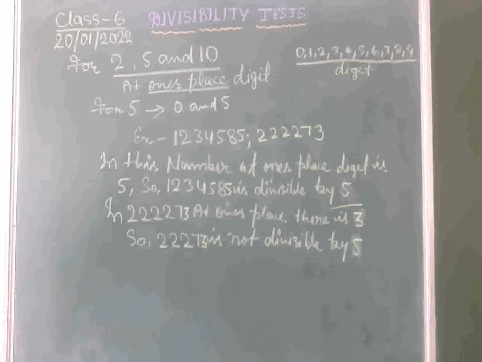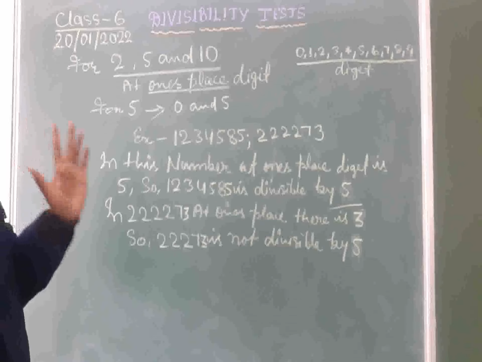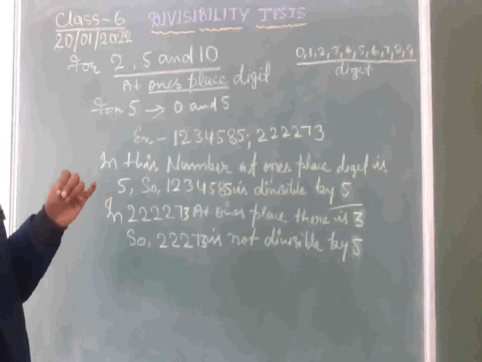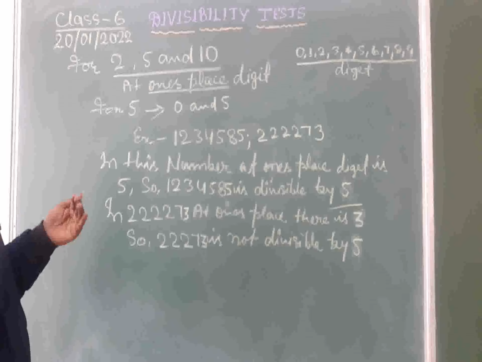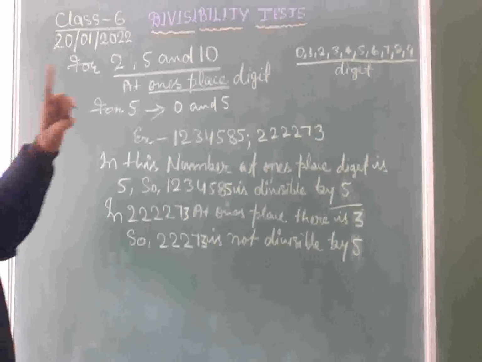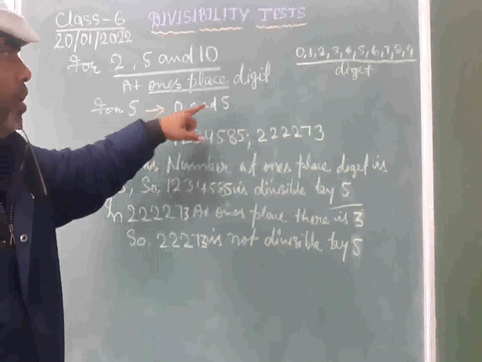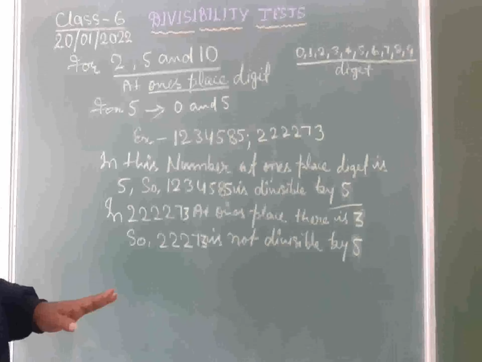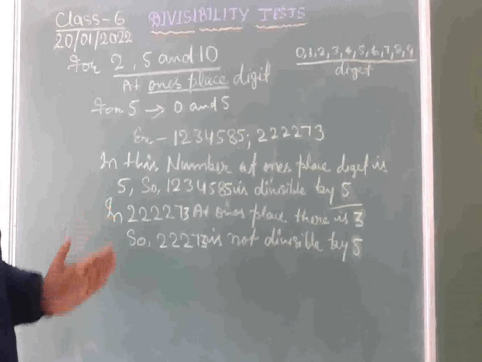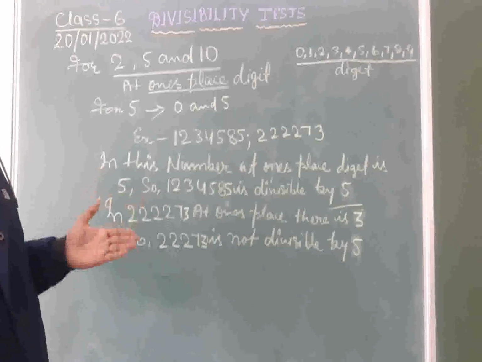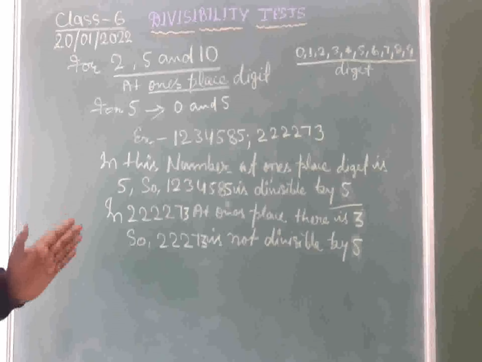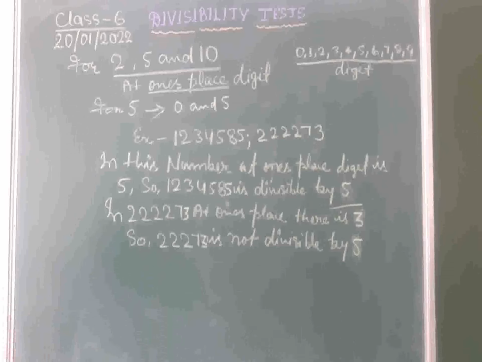For 5, I think you understood. For 2, we have checked 5 digits, that is 0, 2, 4, 6 or 8. If any number ends with one of these digits, that number is divisible by 2. For 5, out of 10, we have to check only whether it ends with 0 or 5. It means if there is 0 or 5 at ones place, we can say that number is divisible by 5. If it ends with any other digit, 1, 2, 3, 4, 6, 7, 8, 9, that number is never divisible by 5.